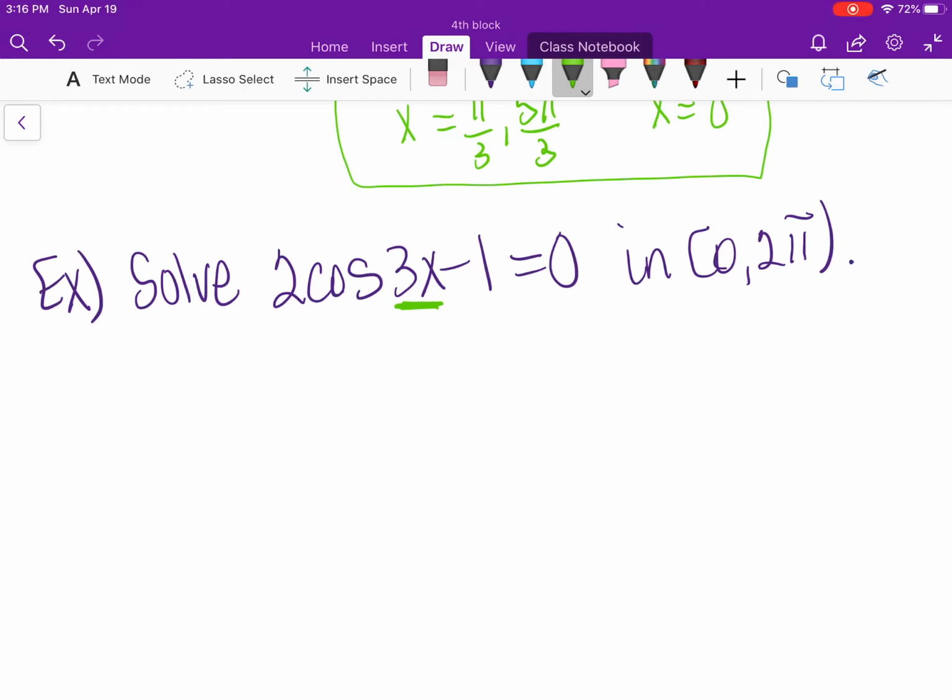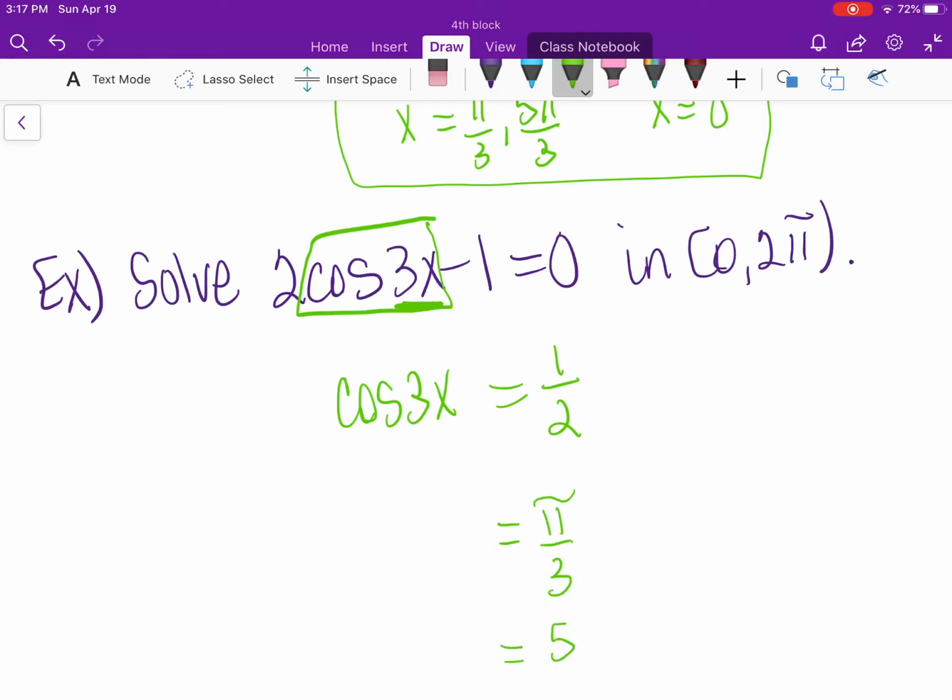Okay, same idea. We want to get the cosine by itself. So that's going to actually be the cosine of 3x for this one. So that means I'm going to take that minus 1 and add it, and then divide by the 2 in front. So that gives me cosine of 3x equals 1/2. Now, where on your unit circle is cosine equal to 1/2? That's going to be at pi over 3, and it's also going to be at 5 pi over 3.